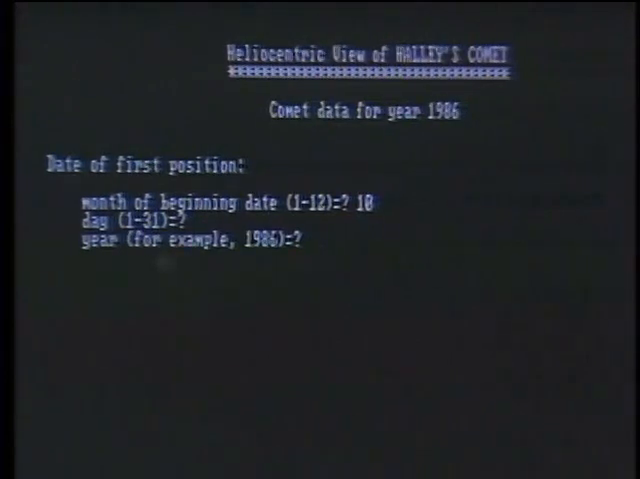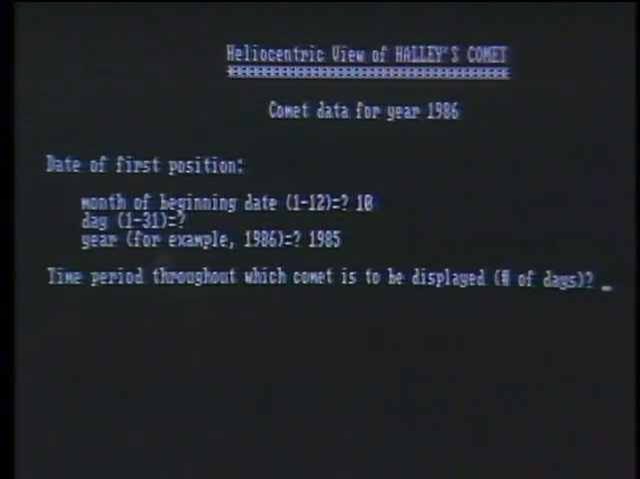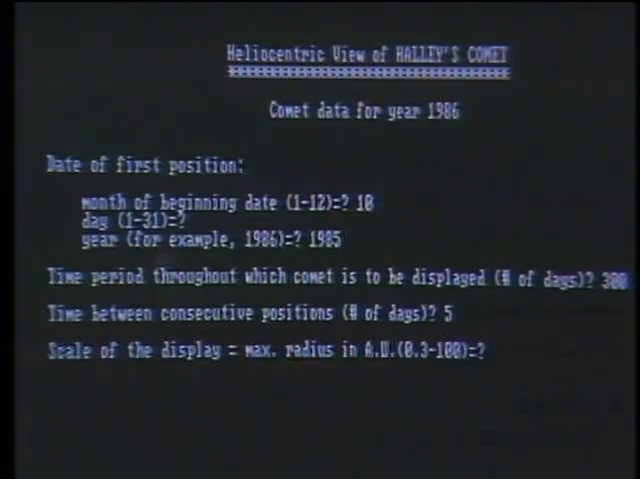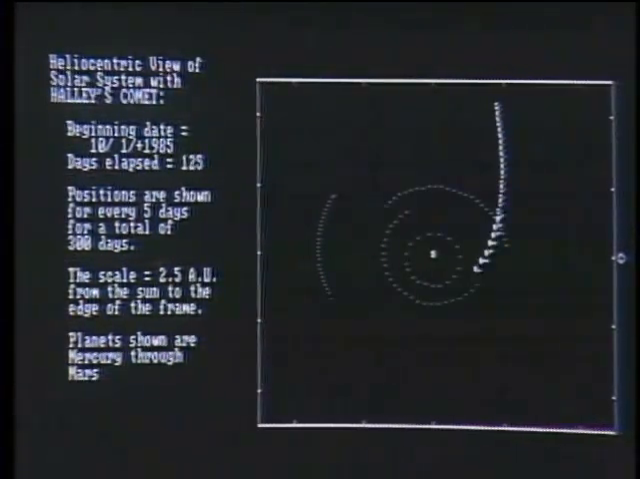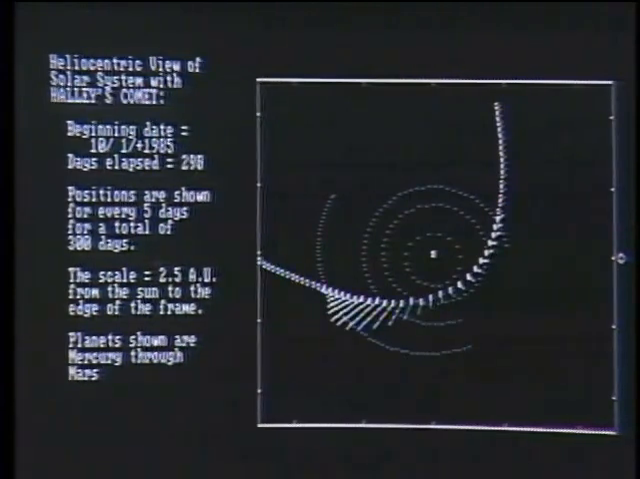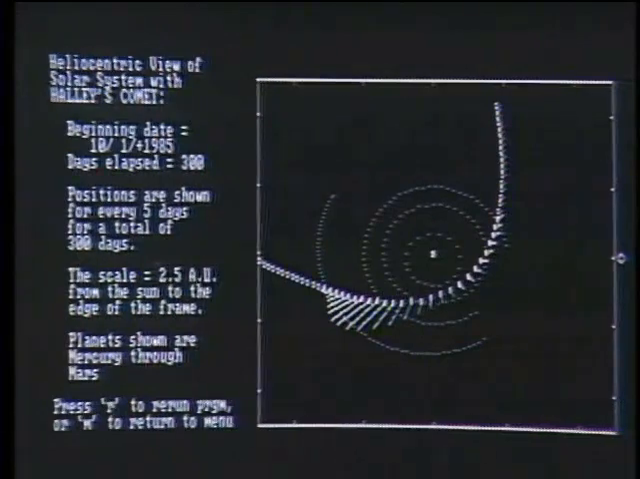And I'm going to enter a few numbers here, if I may, for a moment. Start back in October, for example, 1985. We're going to be looking down on the solar system, looking at the sun. We're going to display for approximately 300 days and perhaps look every 5 days or so. We'll tell it that we want to look out to maybe the orbit of Mars. And here's a display. We see the formation of the tail as it begins to approach the perihelion point, the closest point to the sun. The tail rather fully develops and then begins to diminish. That's the first program. Actually, I'm going to rerun.